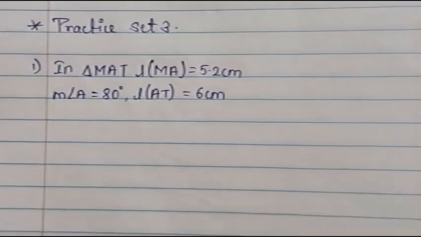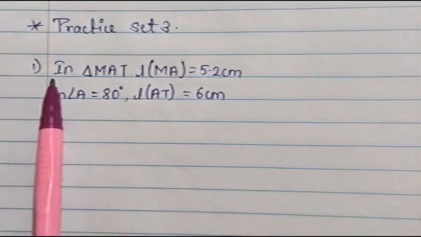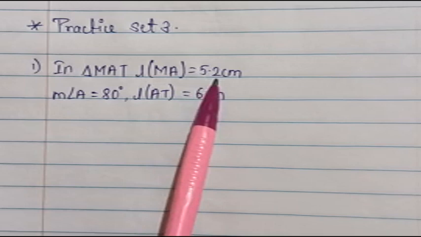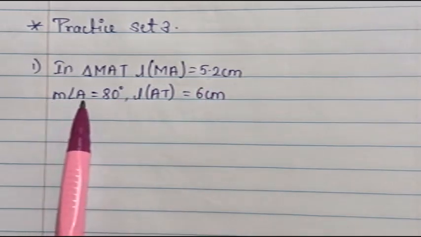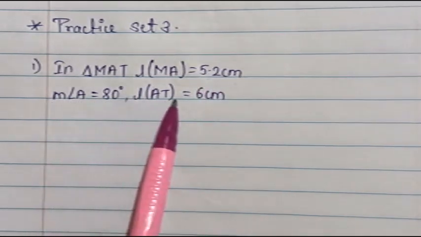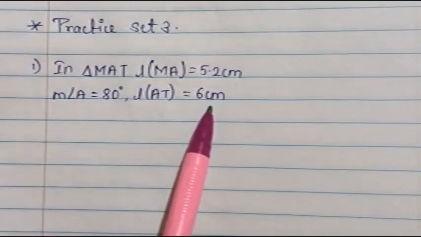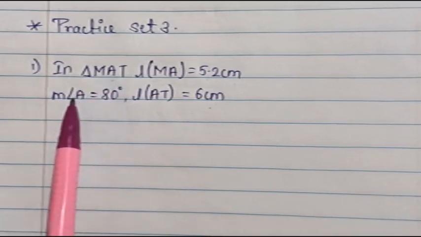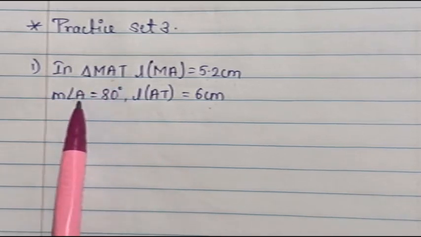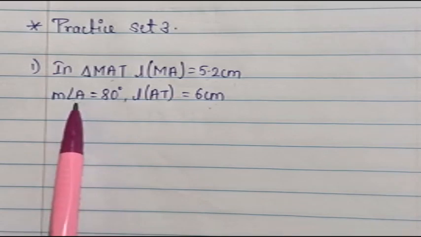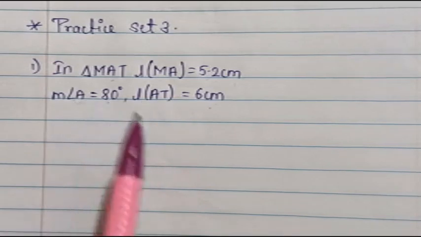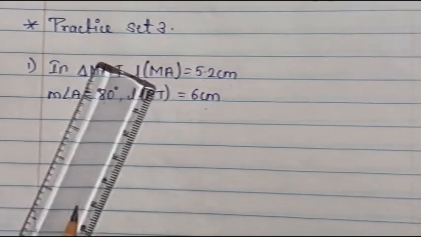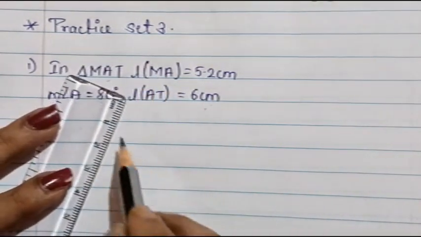Now students, here is practice set 3. The first one they have given: in triangle MAT, length of MA is equal to 5.2 centimeter, measure of angle A is equal to 80 degree, and length of AT is equal to 6 centimeter. Is that clear? Now they have given measure of angle A as 80 degree, so you have to keep A at the base so you can get the angle. Clear? So first we'll draw the rough figure. The very first important thing is that you are supposed to draw the rough figure.